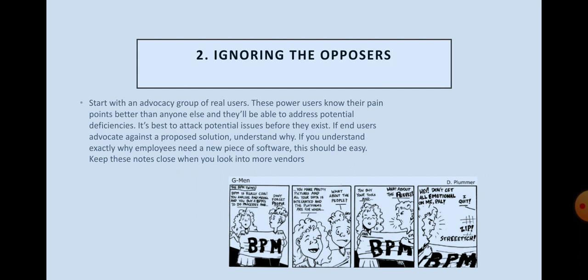The second point is ignoring the opponents. Start with an advocate group of real users. These power users know their pain points better than anyone else and they will be able to address potential deficiencies. It's best to attack potential issues before they exist.